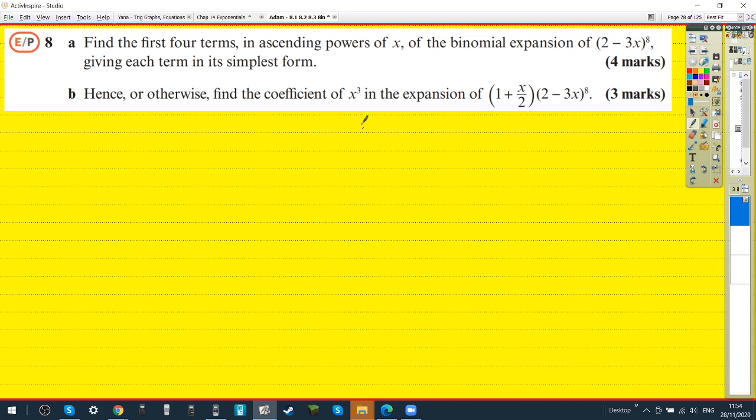So we want the coefficient of x cubed. Should be 8 choose 3. And then it'd be 2 to the power of 5. And then minus 3x to the power of 3.